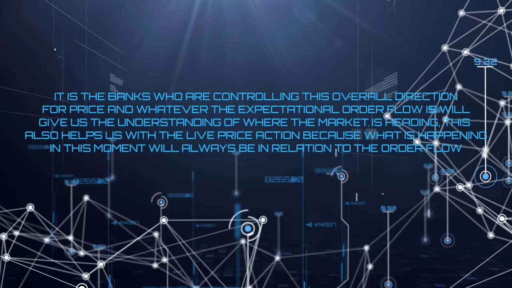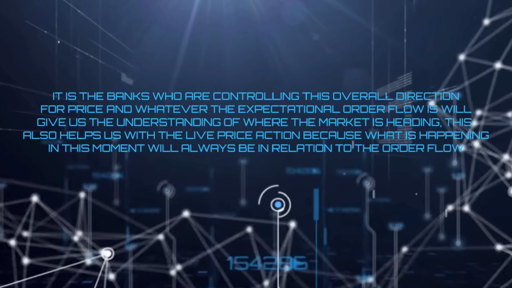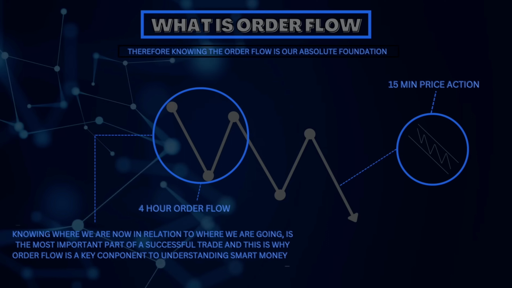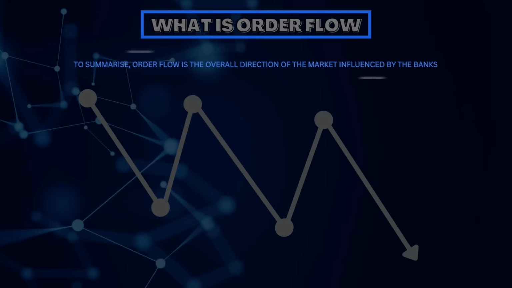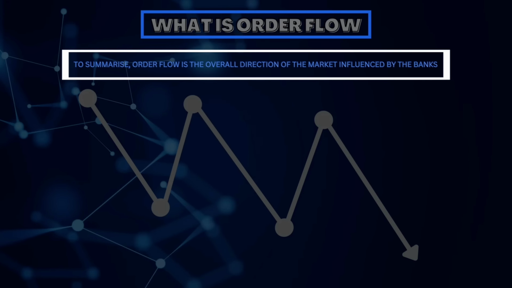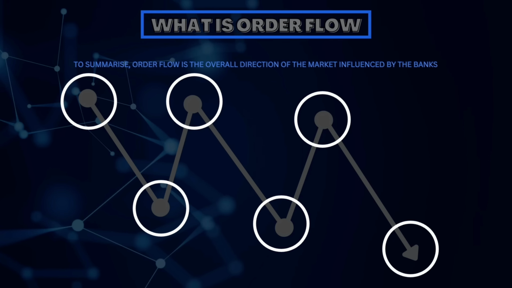This also helps us with the live price action, because what is happening in this moment will always be in relation to the order flow. Therefore, knowing the order flow is our absolute foundation. Knowing where we are now in relation to where we are going is the most important part of a successful trade, and this is why order flow is a key component to understanding smart money. So to summarize, order flow is the overall direction of the market influenced by the banks and can be seen as the external swing points. Which leads us into Chapter 2, how to read the order flow.